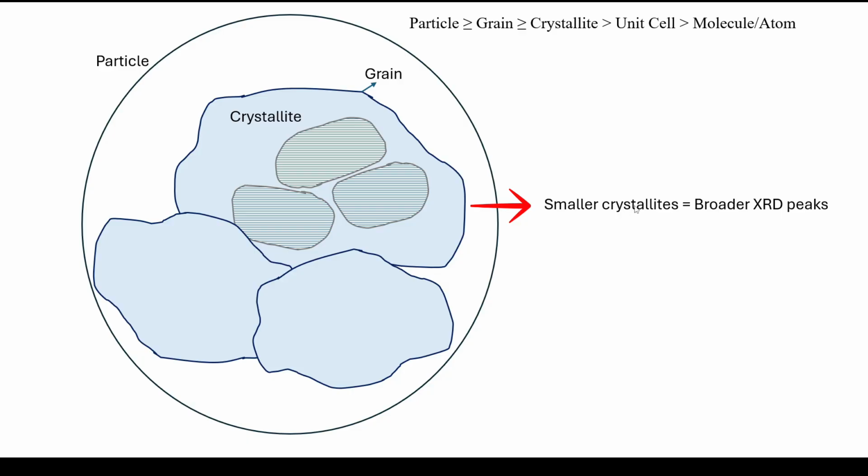Smaller crystallites lead to broader XRD peaks. That's because when crystallites are tiny, there's more boundary disorder and less coherent scattering, which causes peak broadening in X-ray diffraction patterns. This relationship is crucial in material science because it helps us estimate crystallite size using the Scherrer equation and interpret how microstructure affects material properties like strength, transparency, and thermal stability.